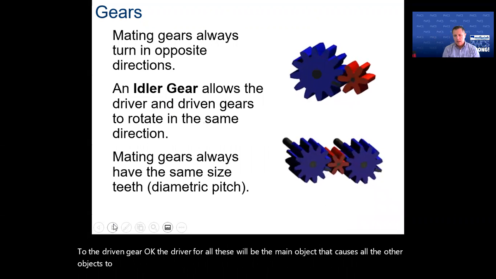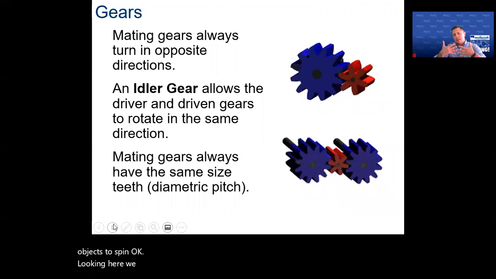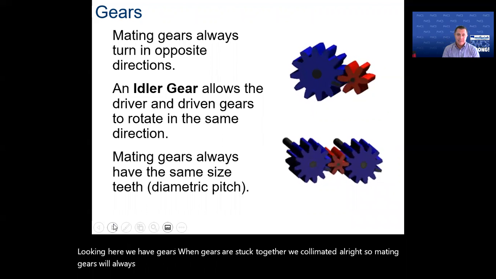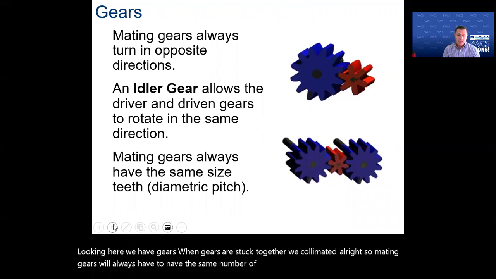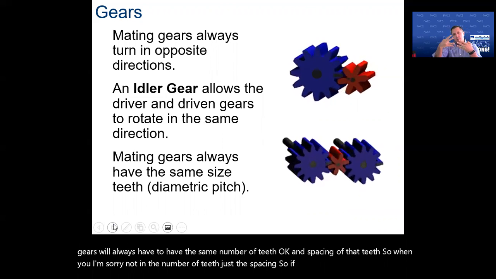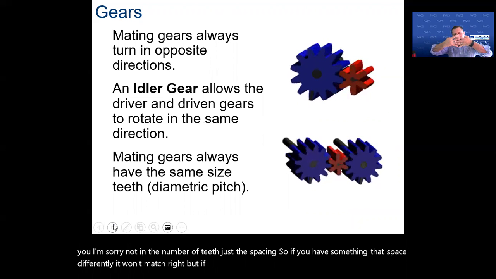Now, looking here, we have gears. When gears are stuck together, we call them mated. Mating gears will always have to have the same spacing of the teeth. So if you have something that's spaced differently, it won't match right. But if you have the same spacing going on, then you can have two gears mated.